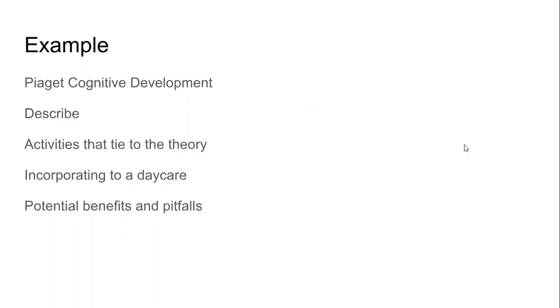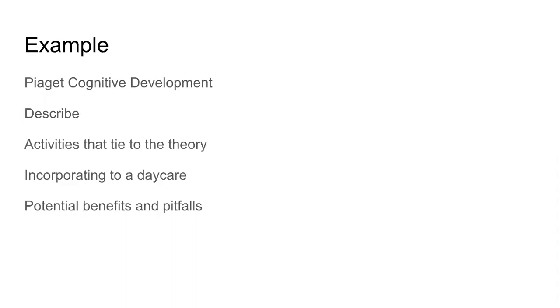So for example, if I took Piaget cognitive development, what I would want to do is I would want to discuss, I'm going to talk about Piaget cognitive development. There are the 4 stages. I could talk briefly about the 4 stages, and I could discuss how Piaget looks at how the brain develops throughout childhood, and how the child learns throughout those different stages. So that gets me what the theory is and describing the theory.